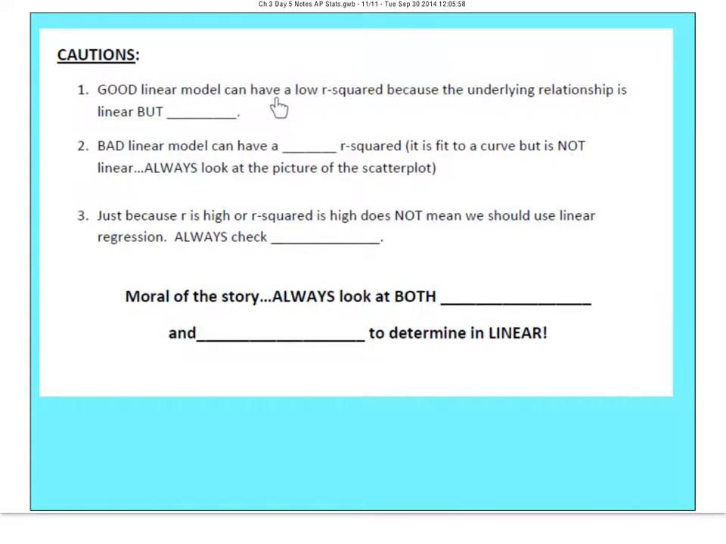Number 1, good linear models can have a low R squared because the underlying relationship is linear, but it is weak. So if you see an R squared, again, the coefficient of determination, how much of the variation in the Y value is explained by this model, if it's low, it could still be a good linear model, so you just have to be cautious of that. A low R squared doesn't mean it's bad. Look at the scatter plot, look at your residual plot.